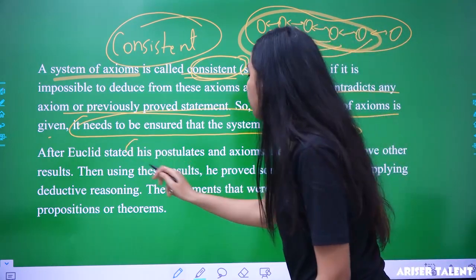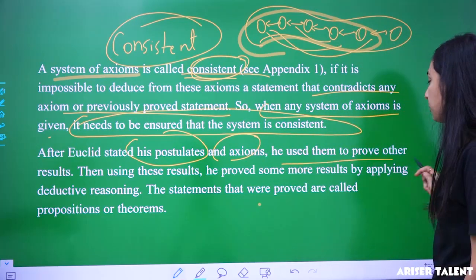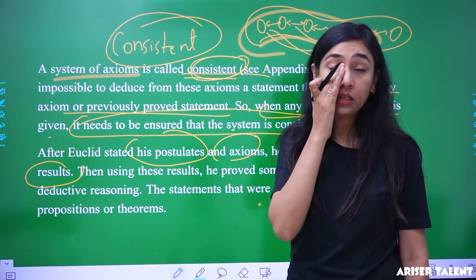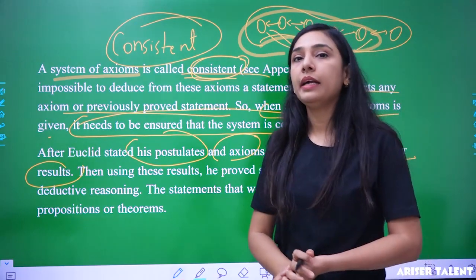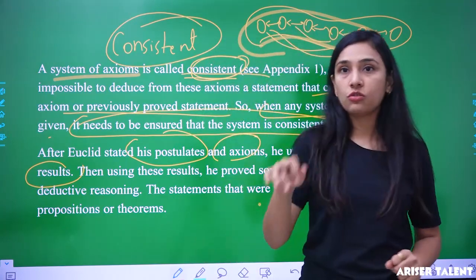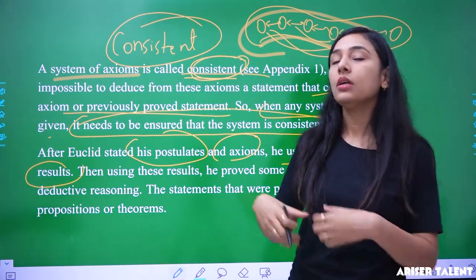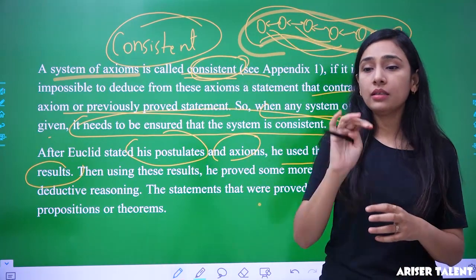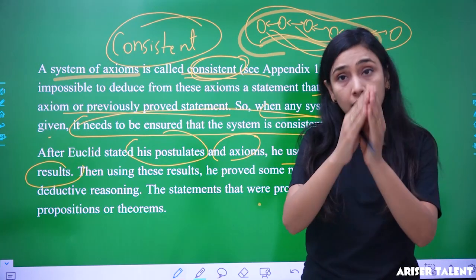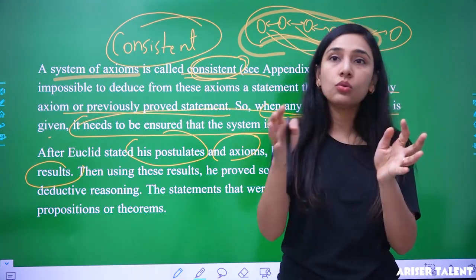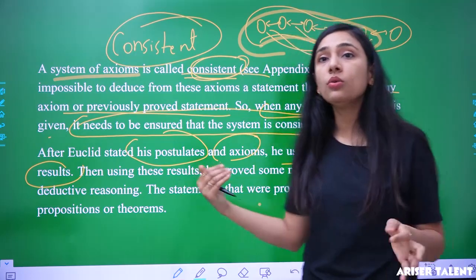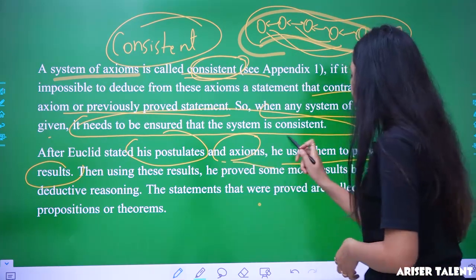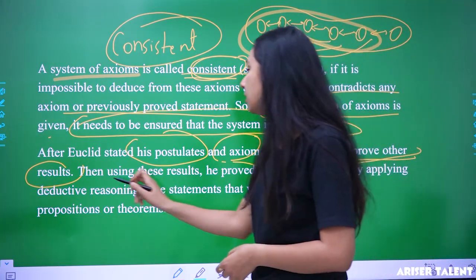After Euclid stated his postulates and axioms, he used them to prove other results. If you state two or three things, and I pick one of them and use it to prove another statement, then someone may question it: he also said this other thing, and these two are contradictory, so how can you use his statement in such a case? This is the same case here. He used them to prove another result.